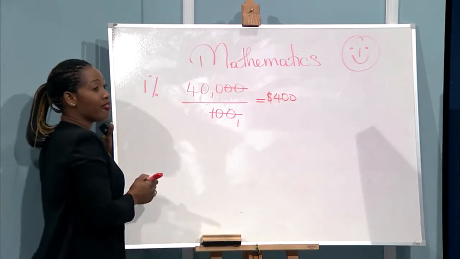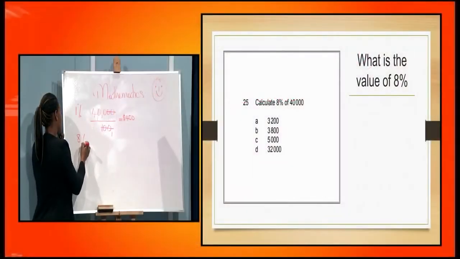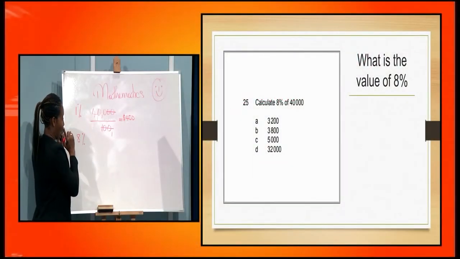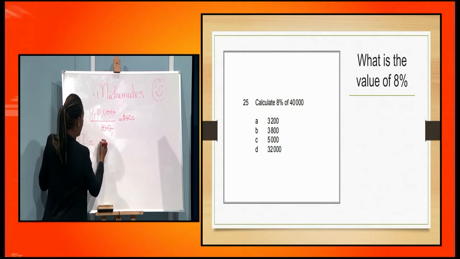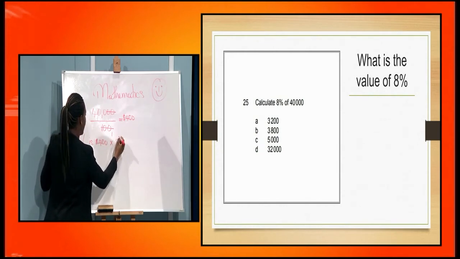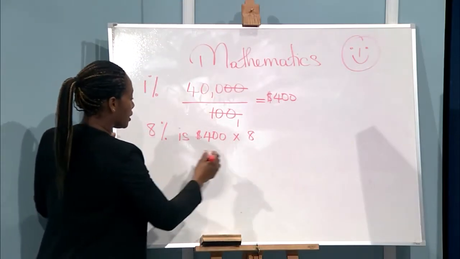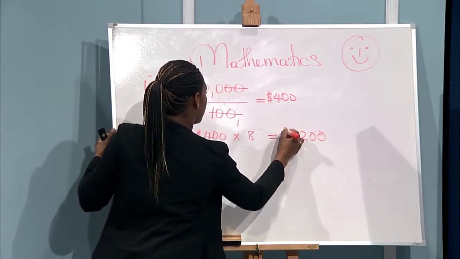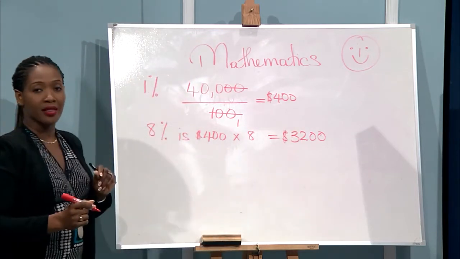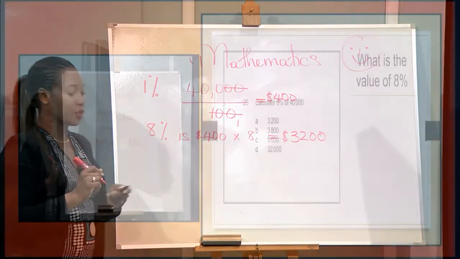All right, so if we know what 1% is, we can definitely find out what is 8%. So 8% is what will be 400 multiplied by 8. All right, and then 8 fours, so that's going to be 3,200. So 8% is 3,200. All right, so that would be option A.